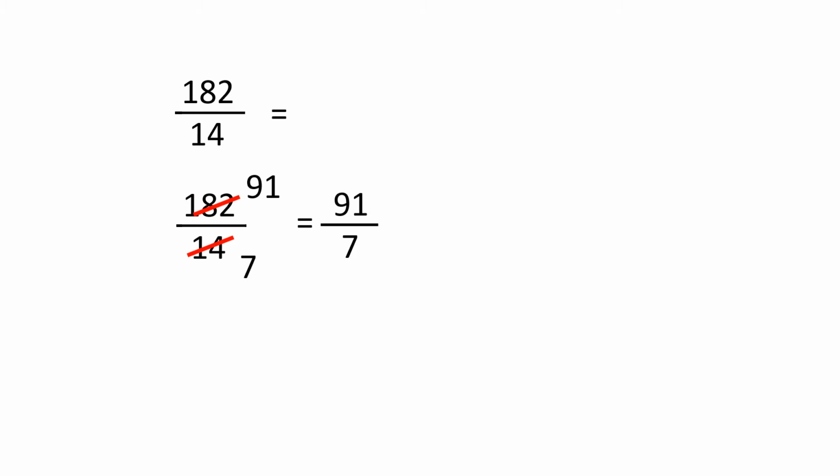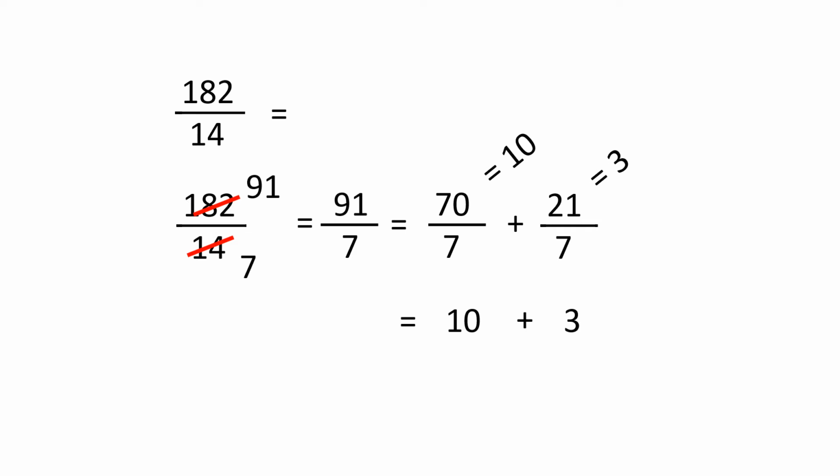I see that 7 goes into 9 once. So we make the first number 70 and put the rest above 7. 91 minus 70 is 21. 21 is 3 times 7. So our answer is 10 from the 70 divided by 7 plus 3 from 21 divided by 7. That's 13. 182 divided by 14 is 13.